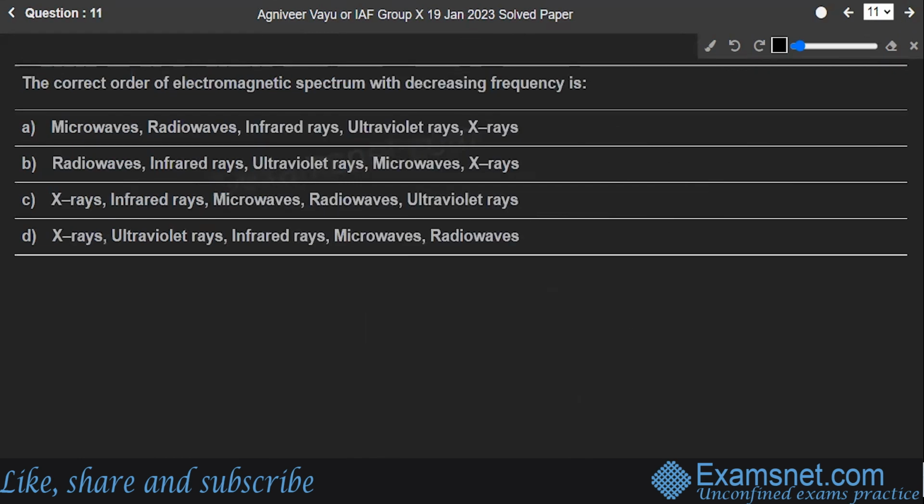Next is question number 11. The correct order of the electromagnetic spectrum with decreasing frequency is given by, and there are certain options. We will not go with the options. I'll just try to explain the electromagnetic spectrum first of all.